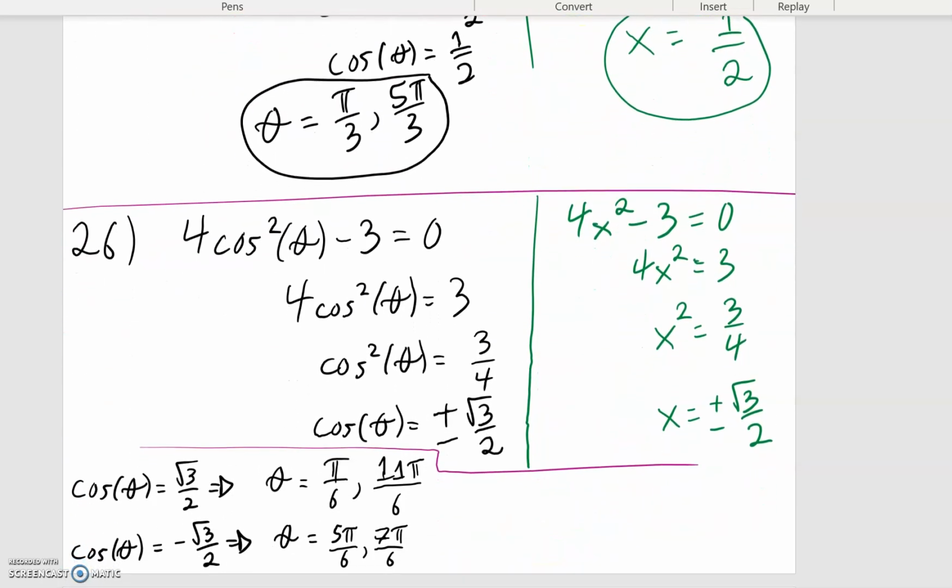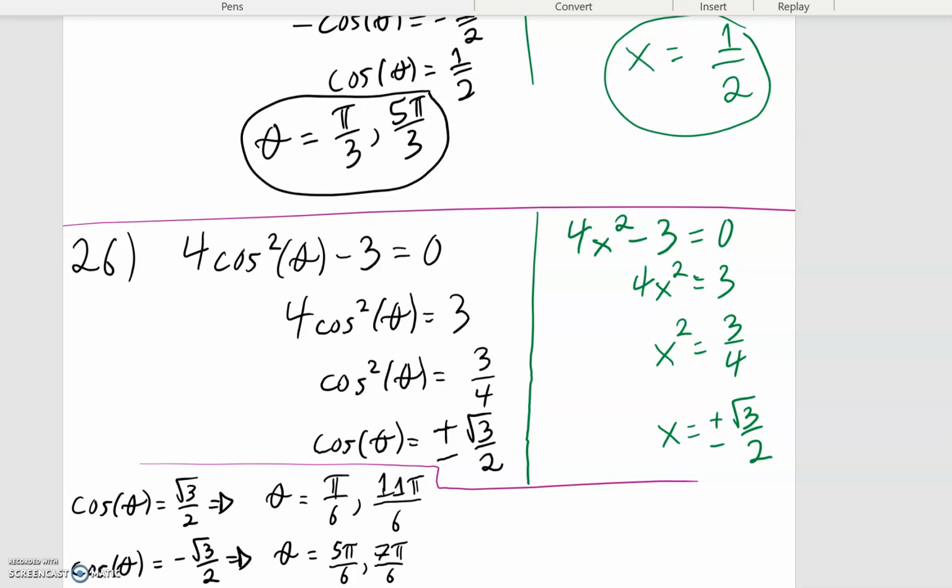Let's take a look at another problem here. This is number 26. For the problem written down in the black, 4 cosine squared of theta minus 3 equals 0, I wrote an equation in the green. And for that equation in the green, if I asked you to solve for x, you'd be able to follow along with these steps. What we did for that problem in the green is exactly what we're going to do for this problem in the black.